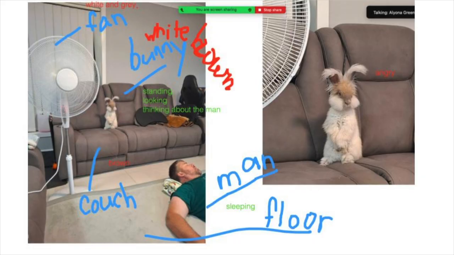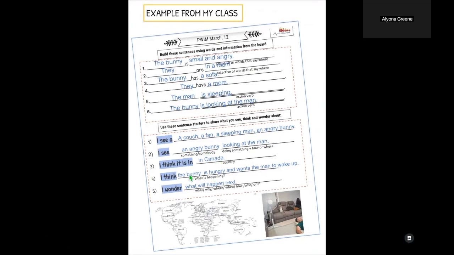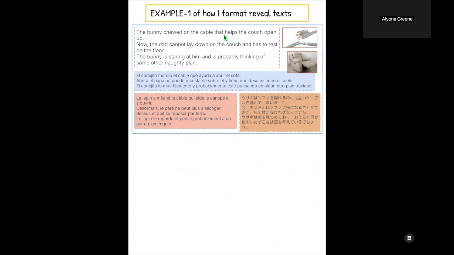So for example, this is a picture I found on Facebook. These are the sentences students put together. For example, this was, I think the bunny is hungry and wants the man to wake up. I wonder what will happen next. I think it is in Canada. The text was pretty easy, but I still scaffolded it down just a little and added visual support. I also had very new, fresh beginners in this classroom. These are 3 different languages, French, Spanish, and Japanese. They happen to be all about on the same level of English acquisition. I let them quickly skim through these and then took them right back to the English text.